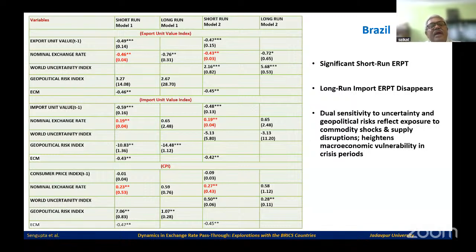For import prices, they're significant in the short run, but they vanish in the long run. And for the consumer price index, the same thing happens. It's significant in the short run, but vanishes over the long run. To summarize the results for Brazil: significant short run pass through, long run import ERPT disappears, dual sensitivity to uncertainty and geopolitical risk, reflect exposure to commodity shocks and supply disruptions, heightens macroeconomic vulnerability in crisis period. So whenever there is a crisis, these shocks have impact, and it shows the vulnerability during this period. Now, next.